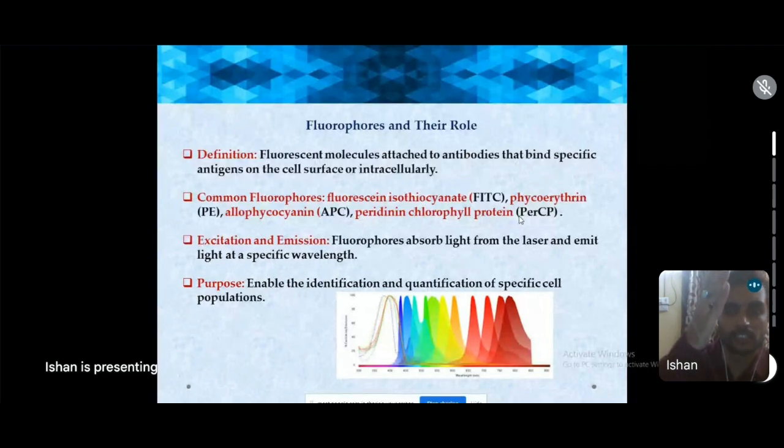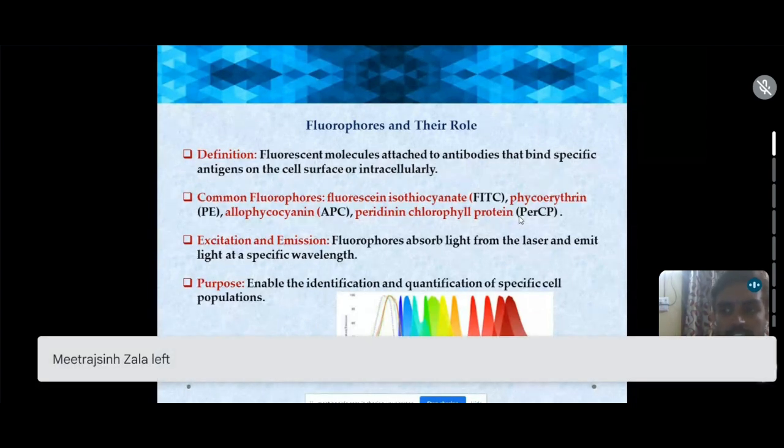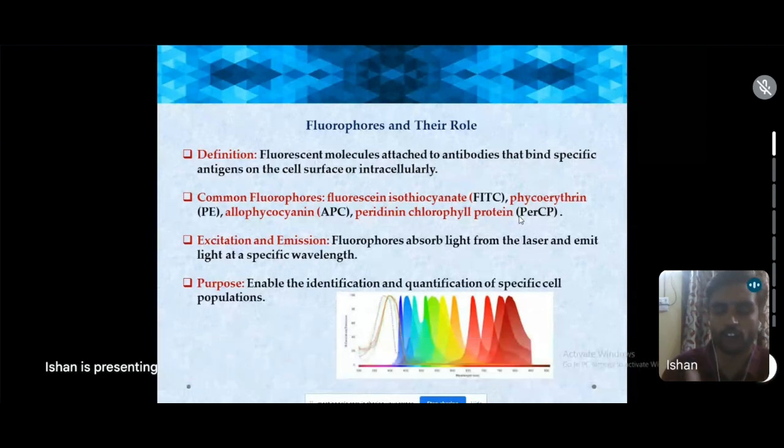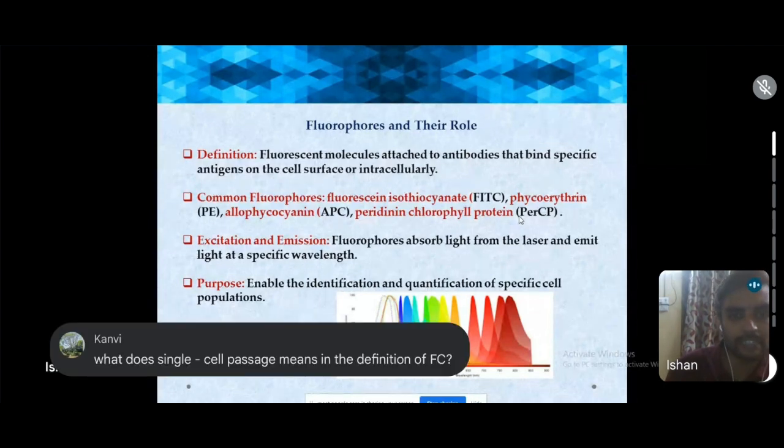You might have seen a graph where there is an x-axis and a y-axis, and on it H or S is written, that is side scatter or forward scatter, and you might have seen the dye mentioned. If you read any standard papers, you will find FITC, APC, PE, PerCP, these kinds of dyes being mentioned. Now, what is the excitation and emission of these fluorophores?